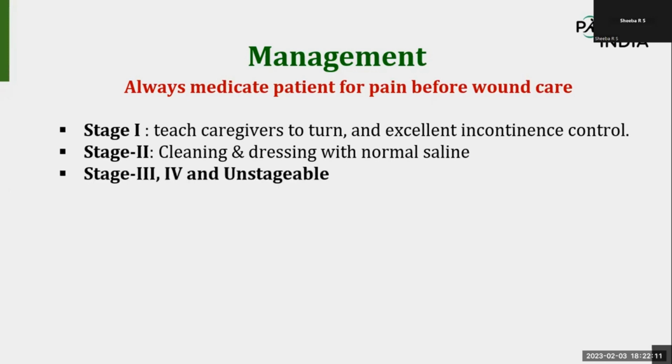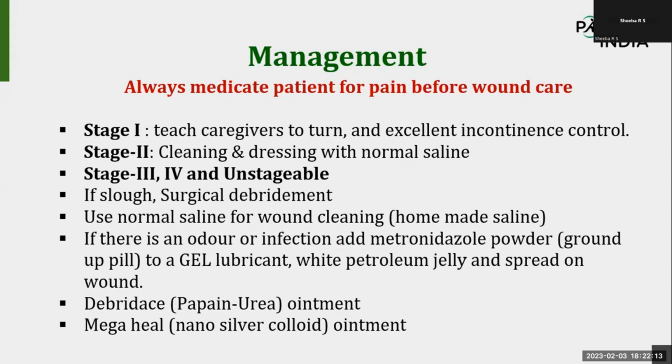In third stage, fourth stage, and unstageable pressure ulcers, if there is slough there, you can remove it surgically. You can do the slough cutting procedure, surgical debridement, and then use normal saline for wound cleaning. So you can teach the patients how to make homemade saline. I'll tell you later about how to make homemade saline.